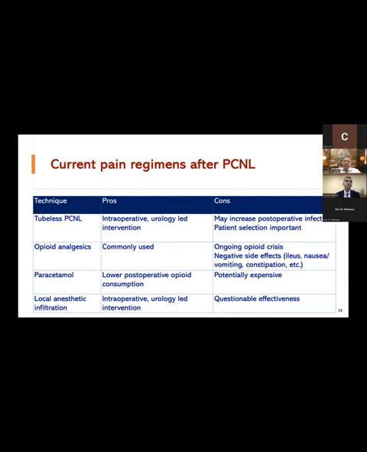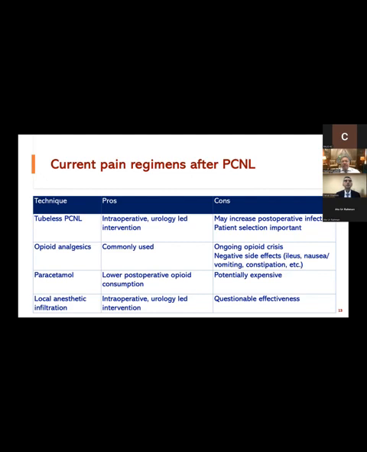Opioid analgesics are the mainstay of pain management perioperatively and post-operatively. But we know there is an opioid epidemic, an opioid crisis in North America and other parts of the world. So the emphasis currently is on reducing opioid use in patients because of increasing addiction rates. Paracetamol is very easily available. Intravenous paracetamol is available, leads to lower postoperative opioid consumption, and is potentially expensive, but not in our part of the world. In our country, it's not very expensive.